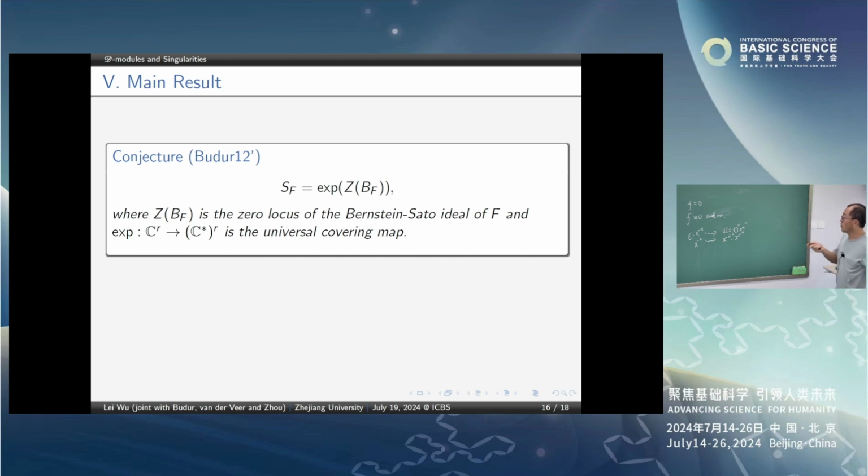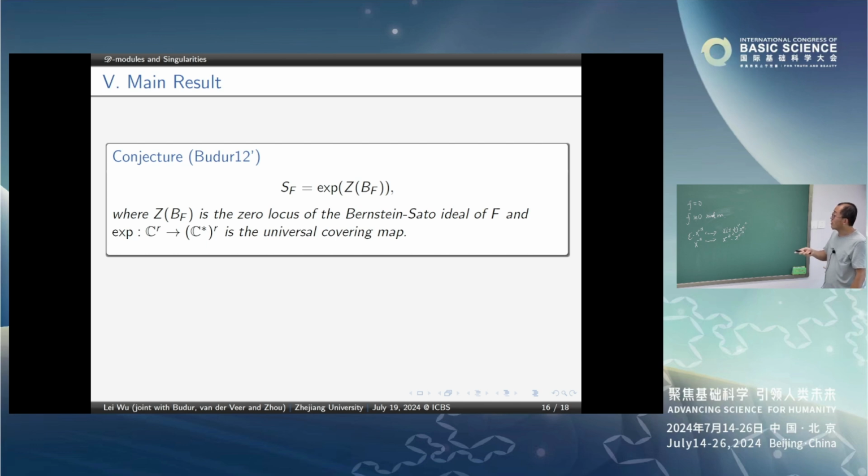So more than 2 years ago, our friend Budur conjectured this S_F should be the right analog of lowercase s_f, so that the zero locus of the Bernstein-Sato ideal, if you take an exponential map, you actually recover S_F. Here, because I didn't use the character variety notation, this is actually M_C^r, which is just a cover of the dimension r.